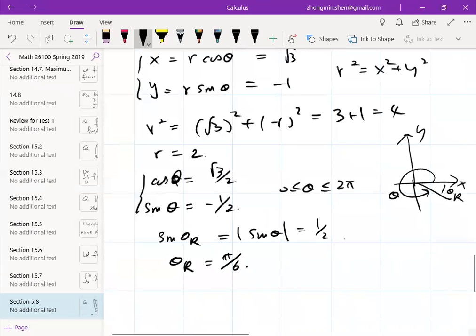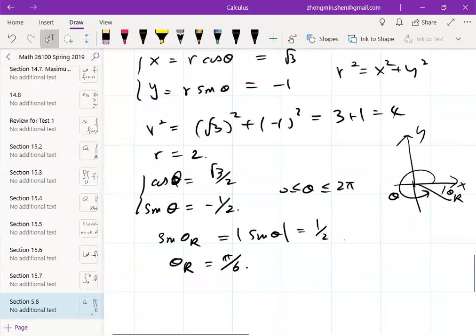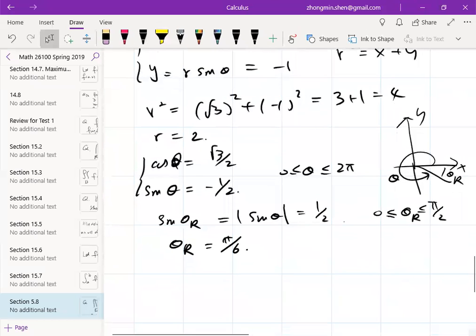The so-called reference angle is the angle between 0 and pi over 2, and its value is going to be the absolute value of the corresponding trigonometric function. So then you can see that theta is going to be 2 pi minus the reference angle, 2 pi minus pi over 6, which is going to be 11 pi over 6. So you determine the theta.